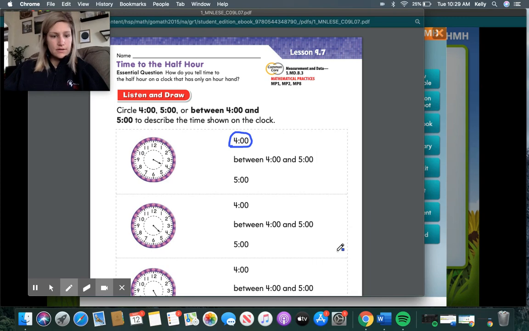Now let's look. What do we see here? I see it in between 4 and 5. So we're going to circle between 4 o'clock and 5 o'clock.